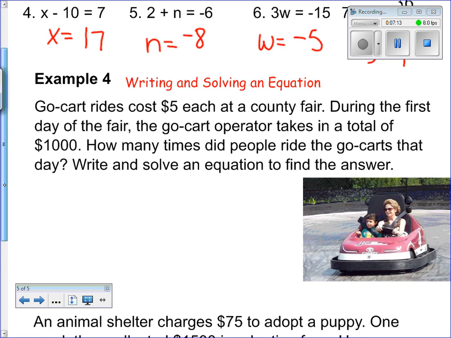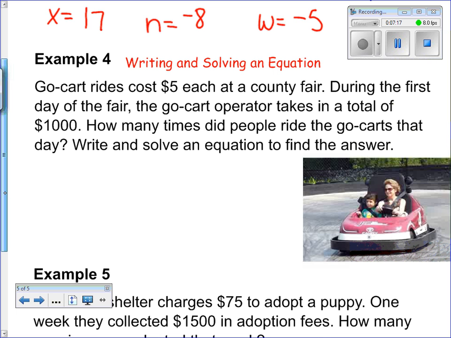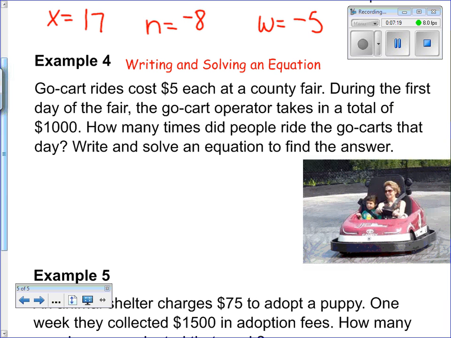Now we're going to take our lesson and use it in writing and solving an equation with word problems. Go-kart rides cost $5 each at a county fair. During the first day of the fair, the go-kart operator takes in a total of $1,000. How many times did the people ride the go-karts that day? Write and solve an equation to find the answer. You look to see what you know in the problem. You know that the operator took in $1,000. You notice that each ride cost $5.